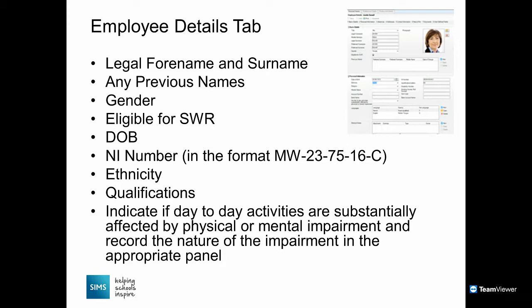So on the employee details tab, what you're doing is checking legal forename, surname, previous names, gender, eligible for SWR, date of birth, NI number, ethnicity, and any qualifications that you've got recorded in there. You need to indicate if any day-to-day activities are substantially affected by physical or mental impairment and the nature of such an impairment. That's something that the teacher declares, and it's a rather sensitive matter. It's pretty much down to the schools to determine how you're going to collect that information, but if it is there, then it will get collected by the census return.